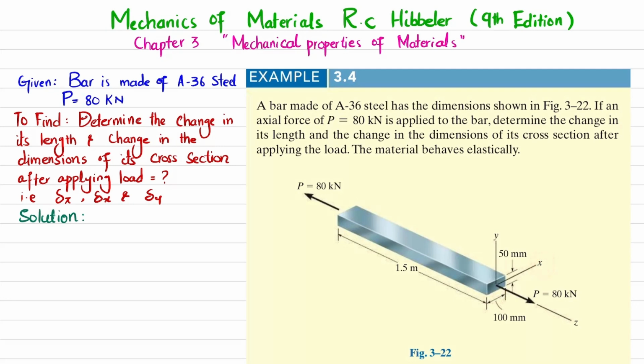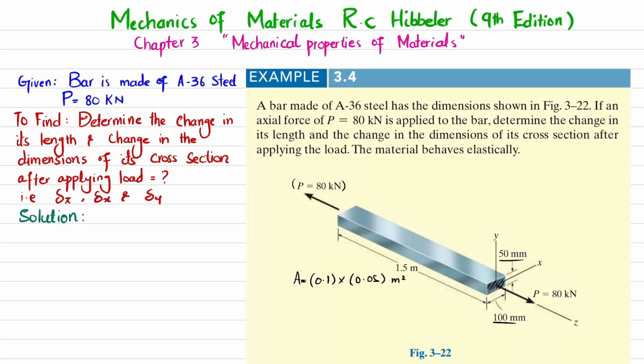The first step is that you can see this P equal to 80 kilonewton is applied over this cross section. So area will be equal to, this is rectangular, so this width multiplied by thickness will give you area. 100 millimeter in meter is 0.1 meter, and thickness is 50 millimeter, which is 0.05 meter, and it will give you square meter. Clear?